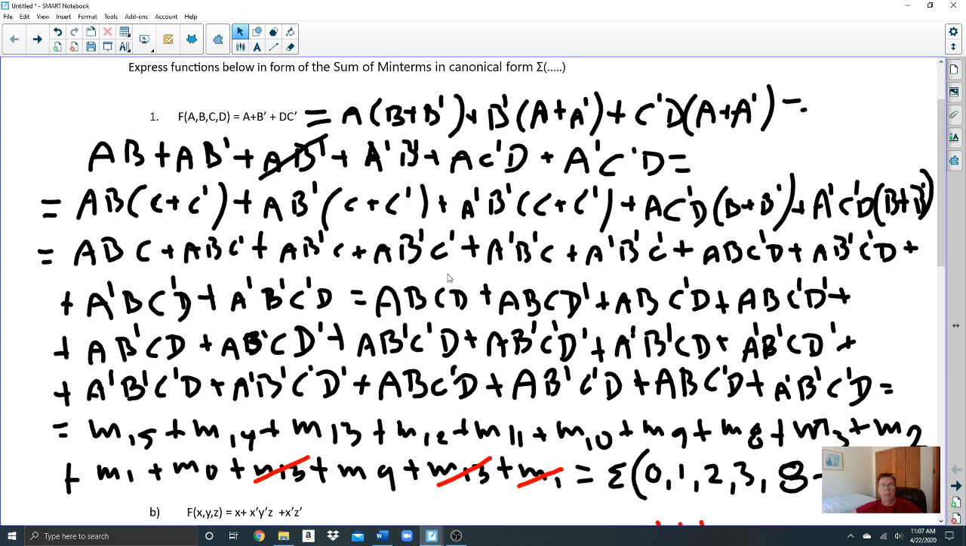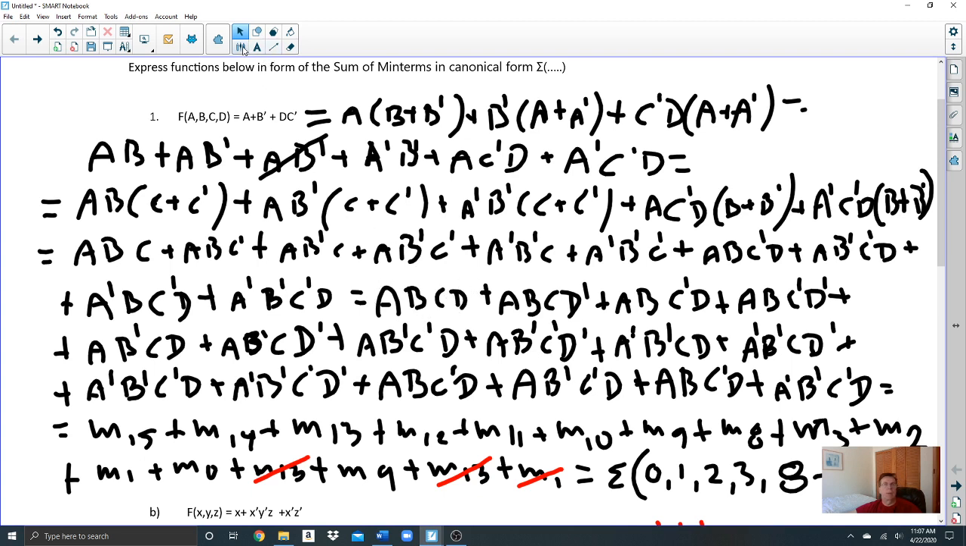Now let's start from the first one, ABCD. Which minterm is that? That's a good question. How do you do it? How do I know it's minterm 15? Because we're going to use the binary method of finding out which minterm is there.